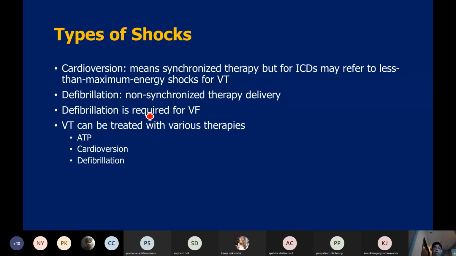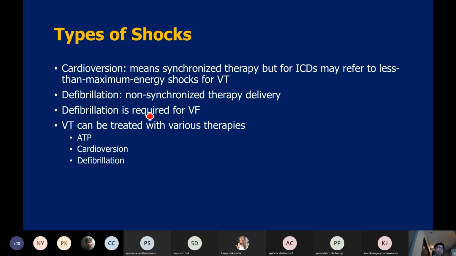There are types of shock that you need to know. The first one is cardioversion. It means synchronous therapy, but for ICD may refer to less than maximum energy shock for VT. Cardioversion usually means that you have to synchronize the shock with the QRS complex. It is usually used in supraventricular tachycardia when you need to shock.